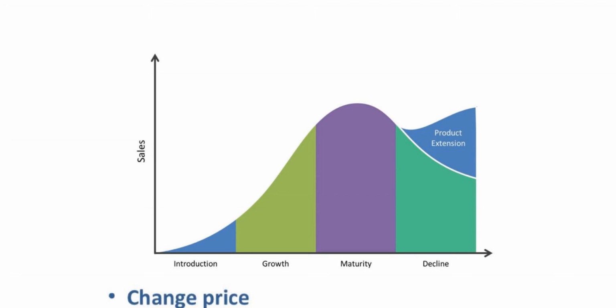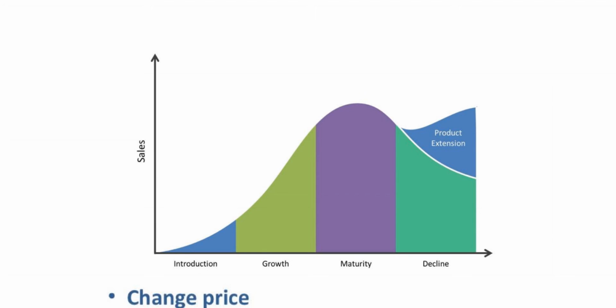But as the product is out in the market and the marketing starts to work, it starts to grow, and sales and profits start to rise until it hits maturity. Maturity is when it's at its peak. Many products can remain in maturity for a very long time. If you think about certain chocolate bars, they've been in the market for years and years, and they've done very well to continuously extend the product.